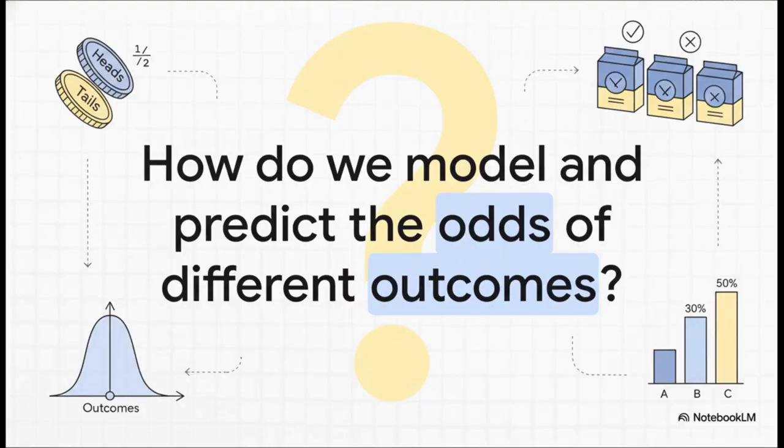How do we actually model and predict the odds of something happening? I mean, whether you talk about a simple coin flip or something way more complex like a product test, there's a way to kind of map out all the possible results. And that, right there, is exactly what a probability distribution does for us.